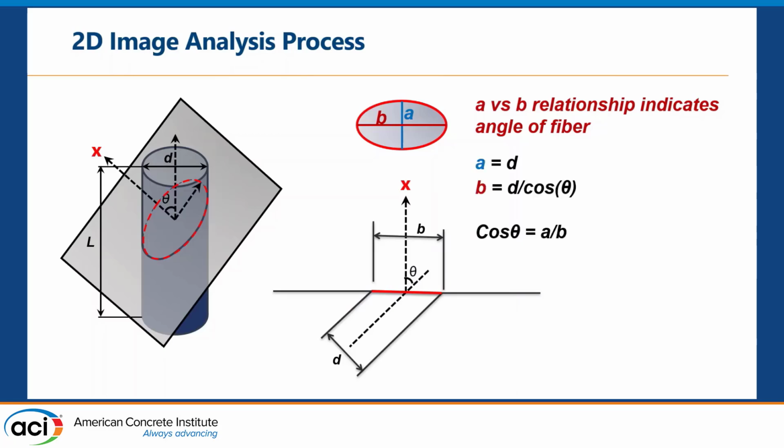So we work out the math. It turns out that A would be equal to the diameter of the fiber, and B is the diameter of the fiber divided by cosine theta. Again, theta is the angle between the fibers and the reference orientation, which is the orientation perpendicular to the cut plane.